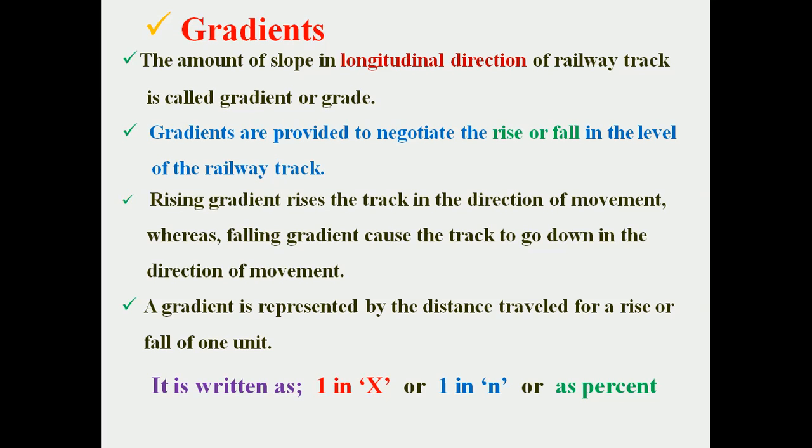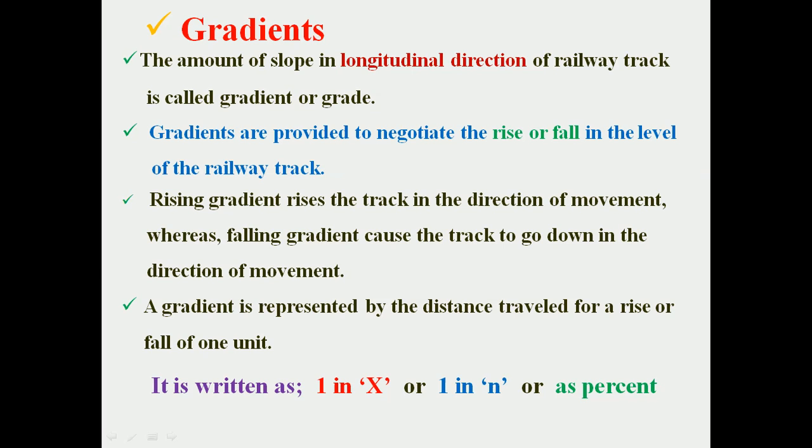Gradient is nothing but a slope which is provided on the railway track. So the amount of slope in longitudinal direction of railway track is called as gradient. This is the definition. Gradients are provided to negotiate the rise or fall in the level of railway track. Rising gradient rises the track in the direction of movement, whereas falling gradient causes the track to go down in the direction of movement. A gradient is represented by distance traveled for a rise or fall of 1 unit.